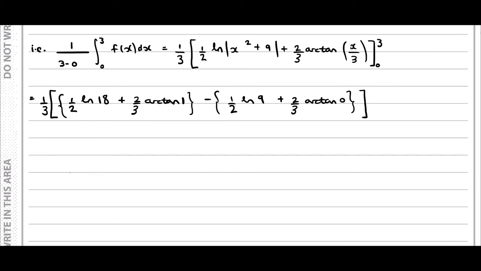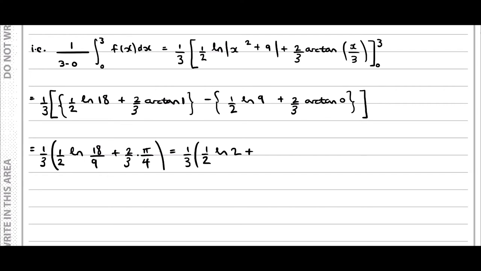So with that being said, if we work all this out, we have a third, and then if I open up a bracket, we have a half times the natural log of 18 minus a half times the natural log of 9. That would be a half times the natural log of 18 over 9. And then we have 2/3 of the inverse tan of 1, which is pi over 4. So, working this out, we have a third lots of a half times the natural log of 2, because 18 over 9, that's 2. And then we have here pi over 6. Okay. And if I multiply the third into the bracket, we end up with 1 over 6 times the natural log of 2 plus pi over 18, which is our final answer.